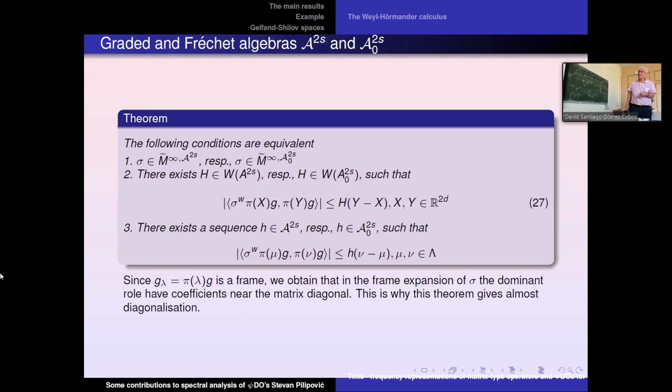So, this is explained here. We obtain that the frame expansion of sigma, the dominant role have coefficients near the matrix diagonal. This is why this theorem gives almost diagonalization.